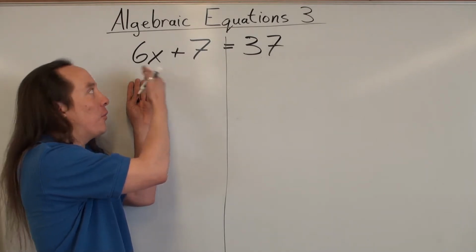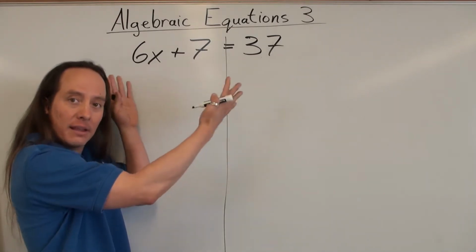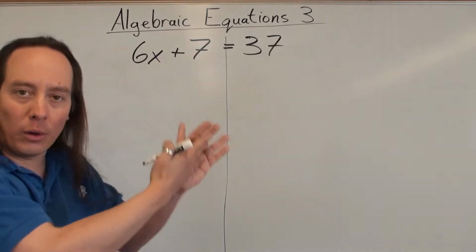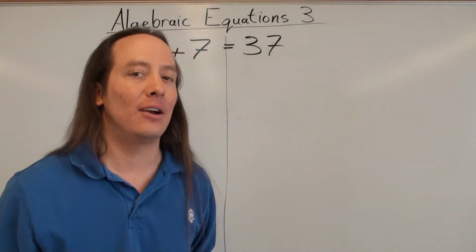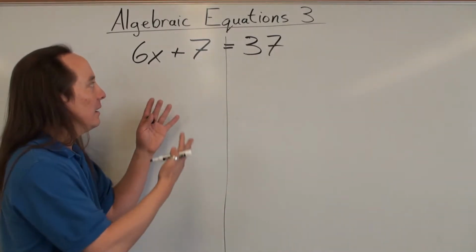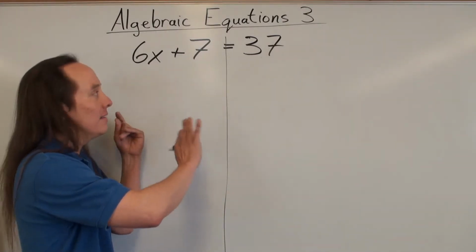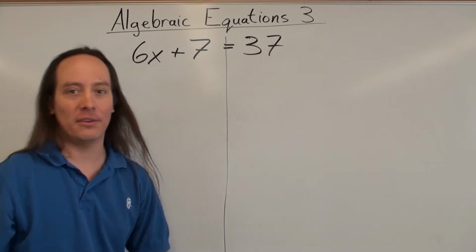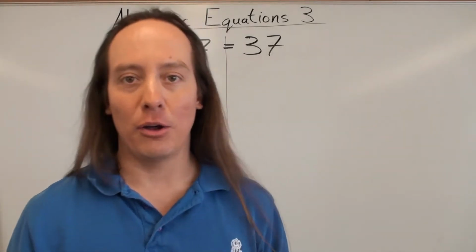Now, perhaps if they both had an x, like 6x and 7x, then I could simplify them and group them into one term. But because they're not like terms, that's as simplified as it's going to get on this side. Same thing on the other side. Well, the other side just has 1 term, so it's not like I could make it any smaller.